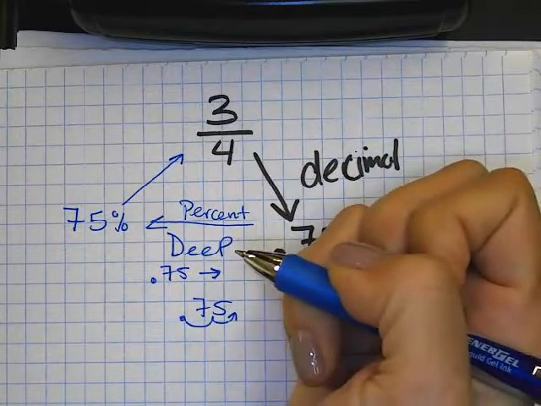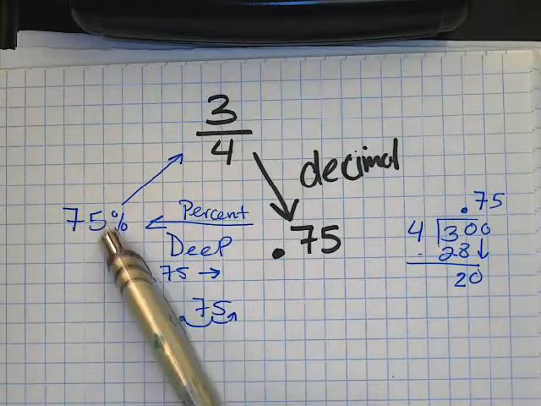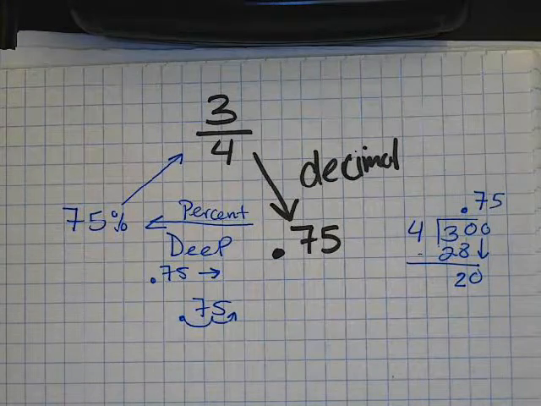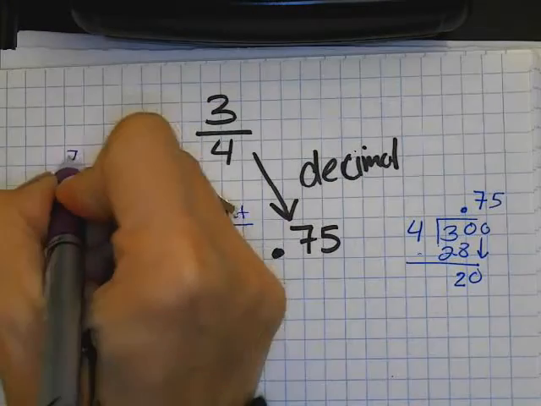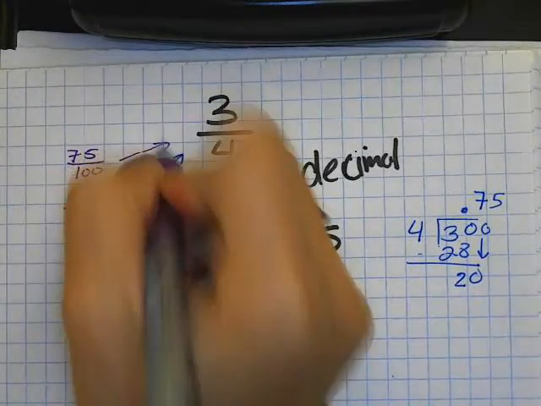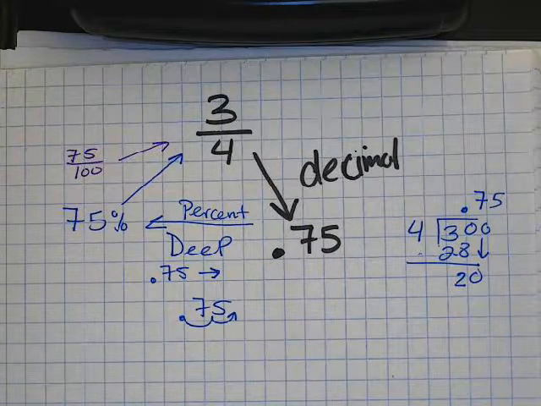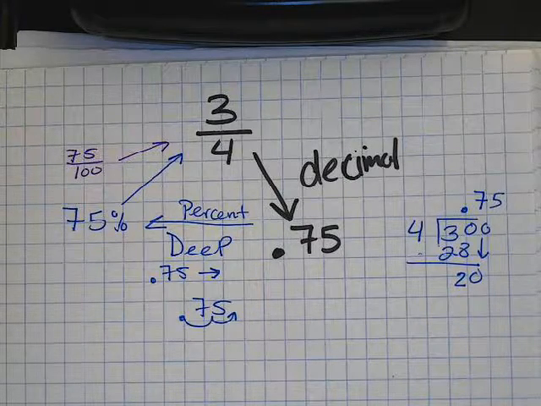What would be your first fraction? How do I change 75% into a fraction? What would be the first fraction? 75 over 100, and then that will equal 3/4. We're okay? Good. All right.